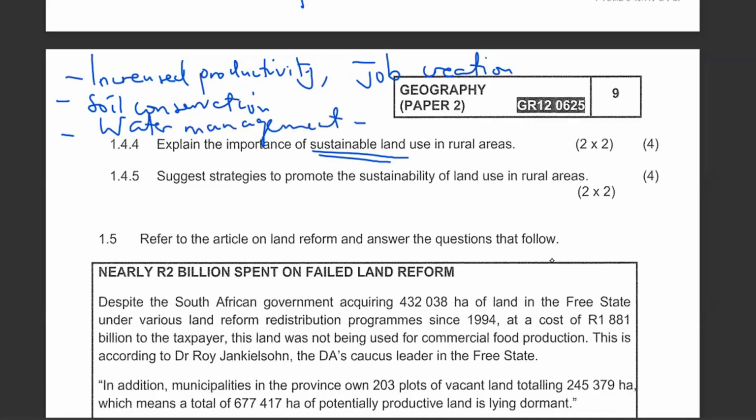In terms of water management, sustainable land use prevents pollution. If we engage in sustainable measures, we also take care of our water resources and prevent polluting them. So those are some of the importances of sustainable land use in the rural areas.